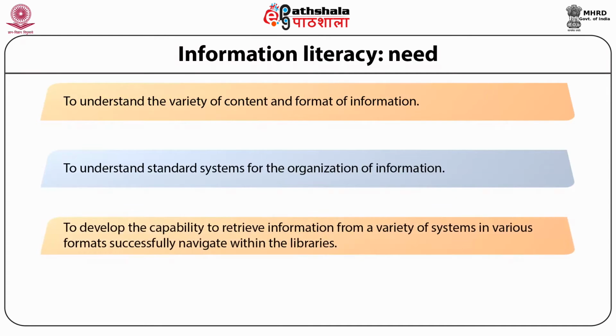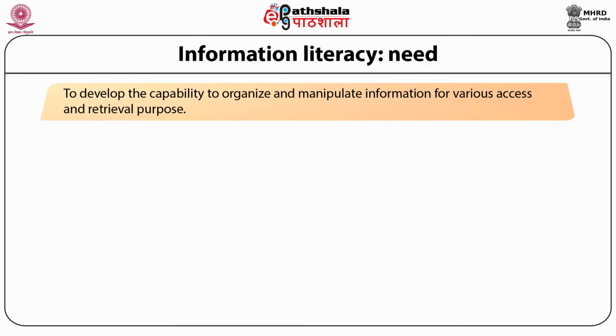Third one, to develop the capability to retrieve information from a variety of systems in various formats, and successfully navigate within the library. It means that every user and the library must know what the different types of organization systems are and how they can best retrieve this information from different electronic as well as print sources of information like databases, bibliographic resources, as well as articles in journals. The fourth one, to develop the capability to organize and manipulate information for various access and retrieval purposes.